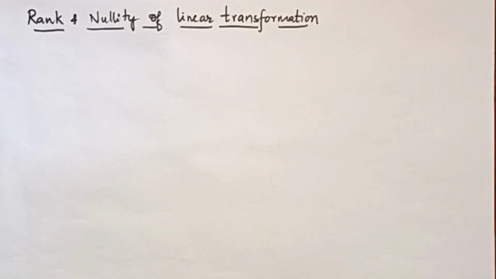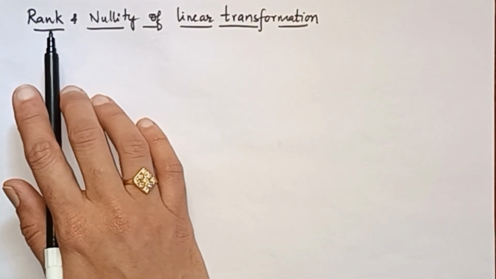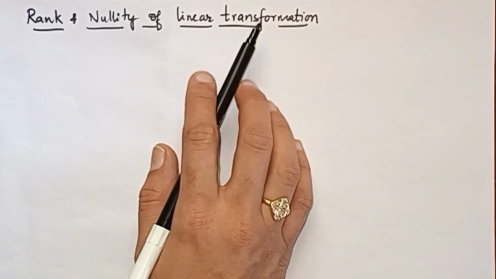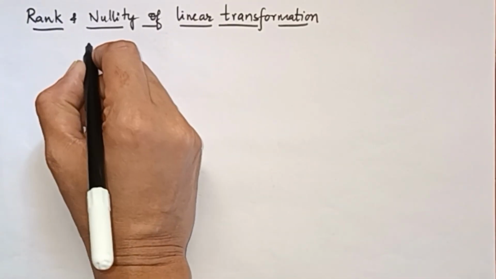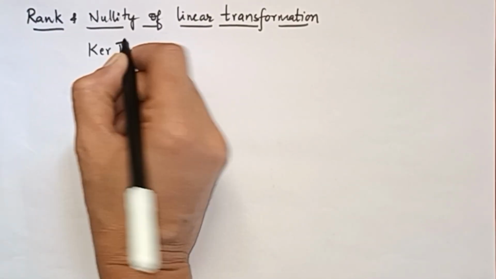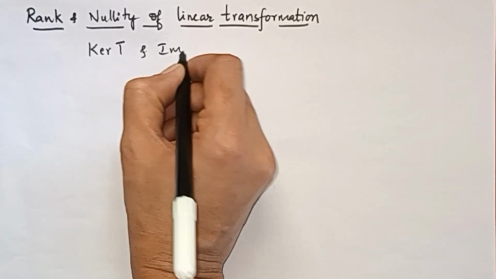Hello everyone. This is the fifth video under the lecture series on linear transformations, and in today's video I'm explaining what is rank and nullity of a linear transformation. So in the last video I defined what is the kernel of a transformation and the image of the transformation.